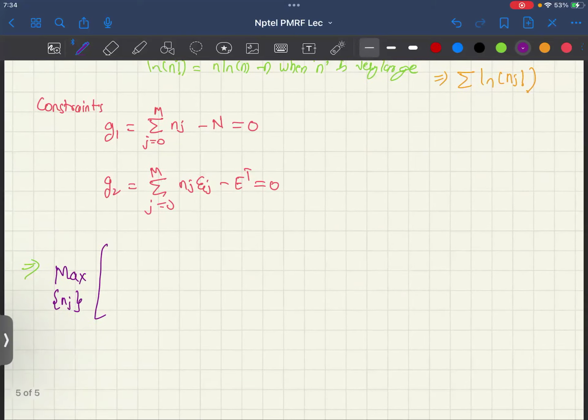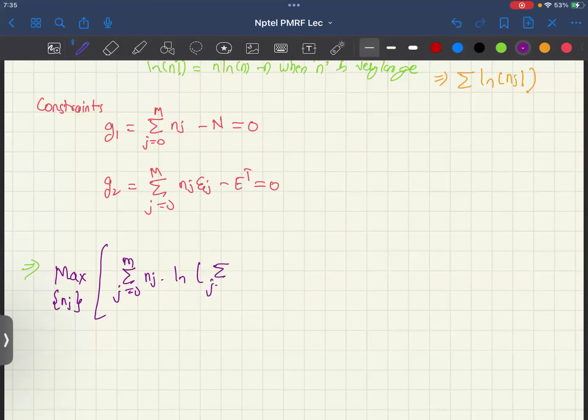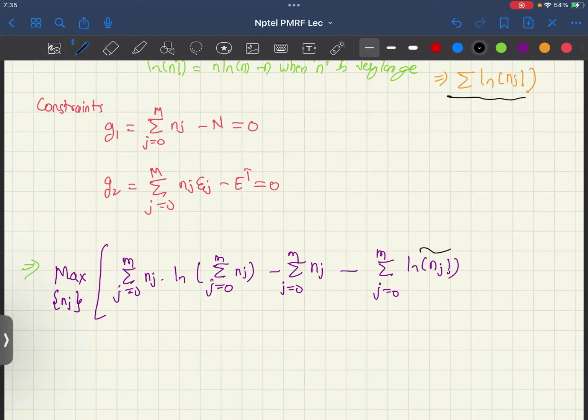And hence that is what we are going to do here: maximize over all nj such that summation j equals 0 to m of nj, this term will come as it is, multiplied by ln of summation j equals 0 to m of nj, minus summation j equals 0 to m of ln of nj factorial. Now from where did it come? It came from here, the normal logarithm.